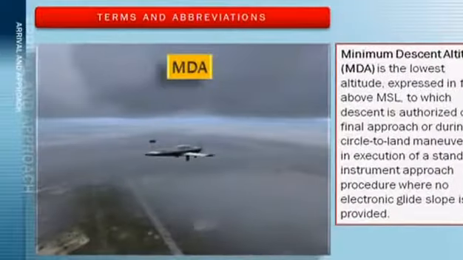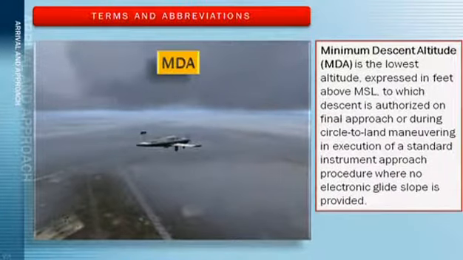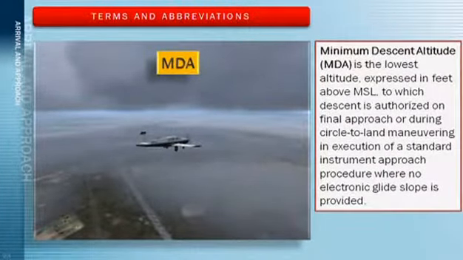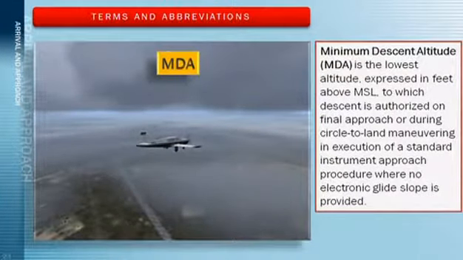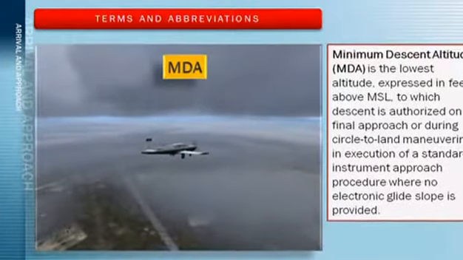A different term is used for non-precision approaches, and that's MDA. MDA is the minimum descent altitude, which is the lowest authorized altitude on a non-precision approach. And MDA is used whenever the descent profile is based on time or distance instead of an electronic glide slope.